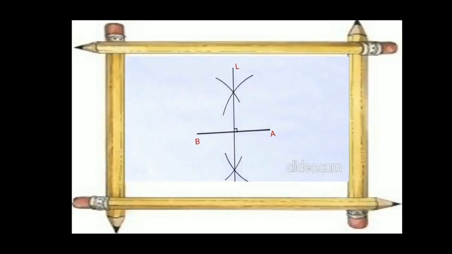Okay, so I will explain again. Please see how it is. I draw a line and name it AB.